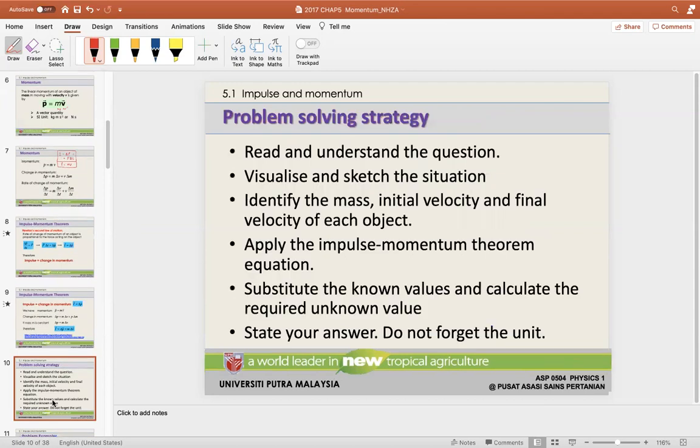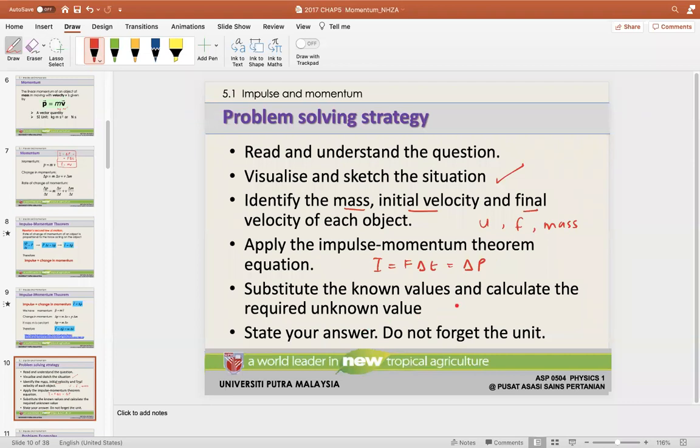All right. So problem solving strategy: read and understand the question, visualize and sketch the situation. As always, identify the mass, initial velocity, final velocity. So now you have u, v, and mass for your momentum and impulse, right? Apply the impulse momentum theorem, which is I equals F delta T, or the change in momentum.